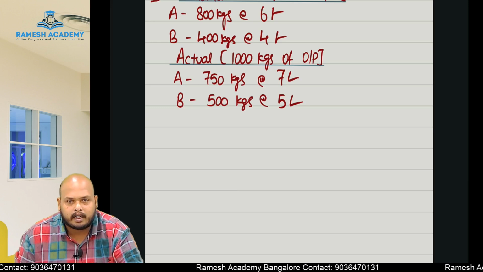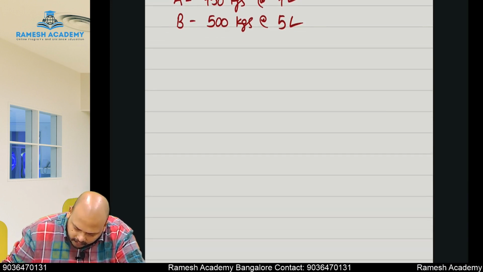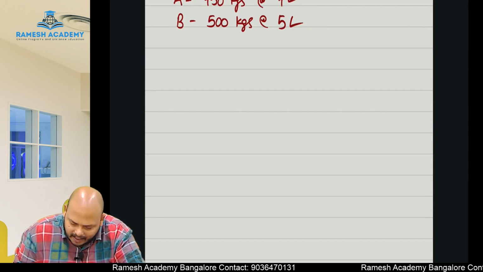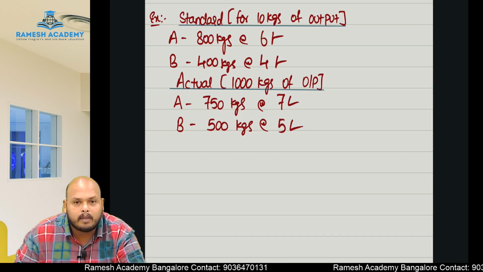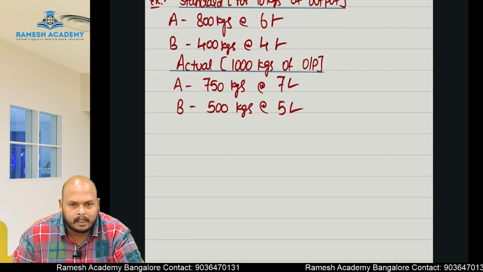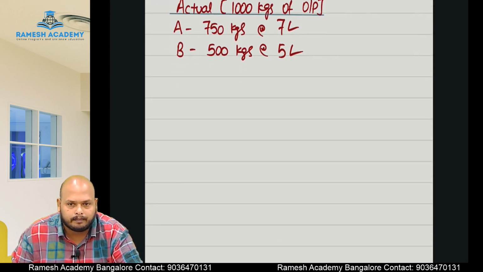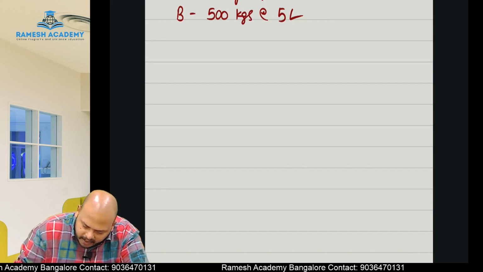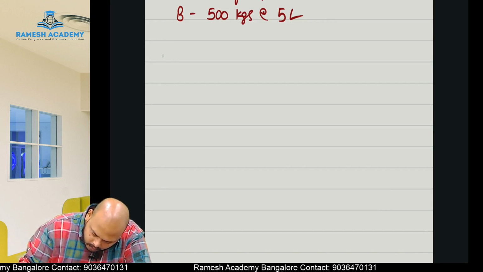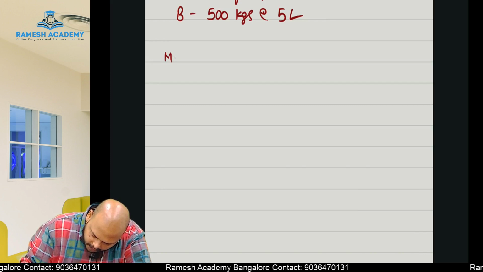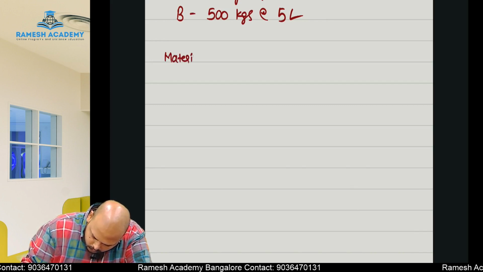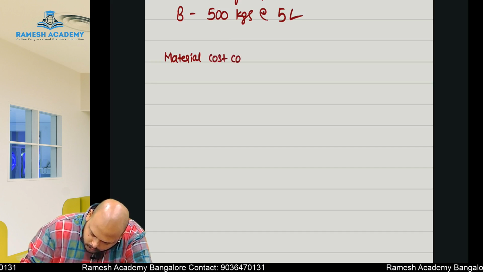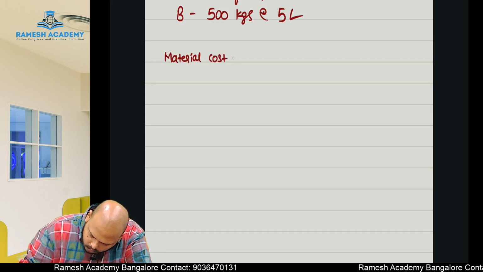Now let us start our comparison. The first and foremost variance under material, because we are talking about material only, quantity. In the material variances, the first variance we have is material cost variance.